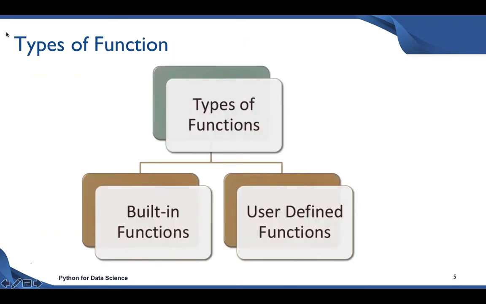Then what are the types of functions? We have majorly two types. One is the built-in function, and then we could have user-defined functions. In the built-in functions, Python has already provided us numerous functions, such as print, which is an inbuilt function, that is also a function, right? So Python has provided us built-in functions, and we can also define our own function according to our ease, according to our business requirement.